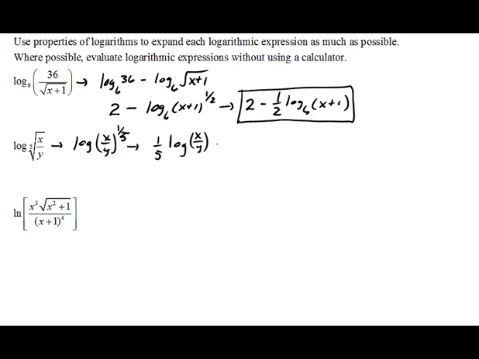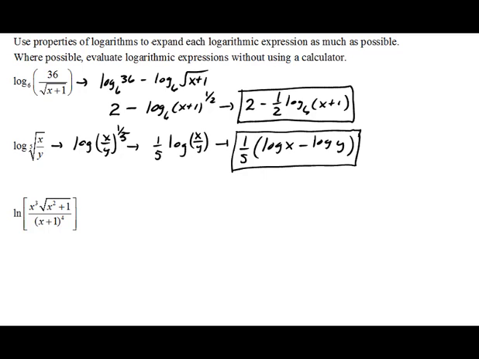And then I can expand this quotient. So I'm going to have 1/5 times, and if I expand the quotient, it'd be log of x minus the log of y. So that factor of 1/5 now needs to be a factor on the expansion. Now I could distribute that 1/5, but I'll just leave it like this.